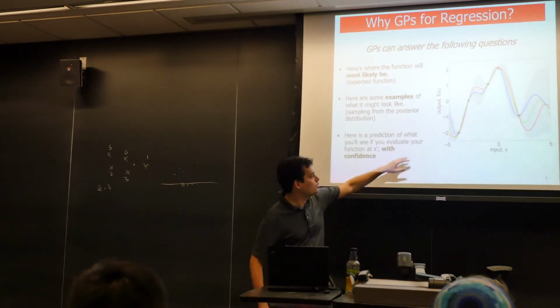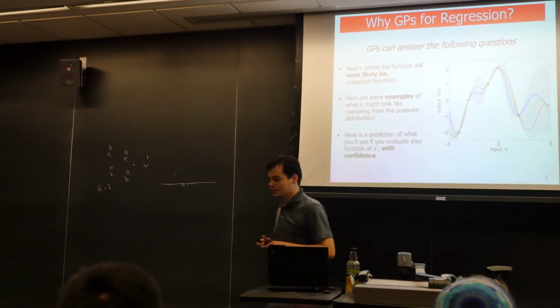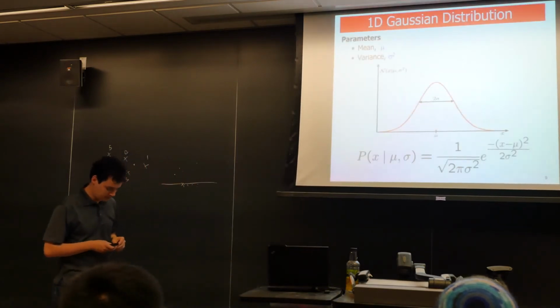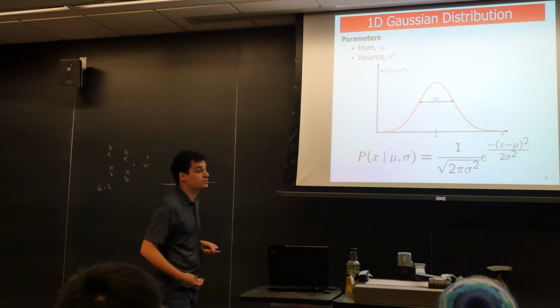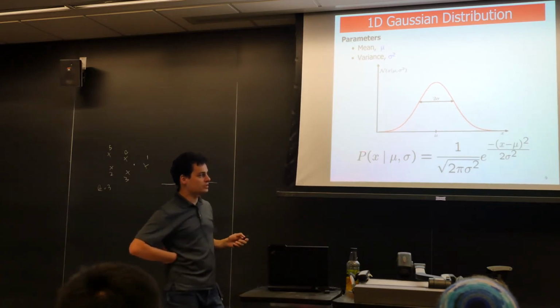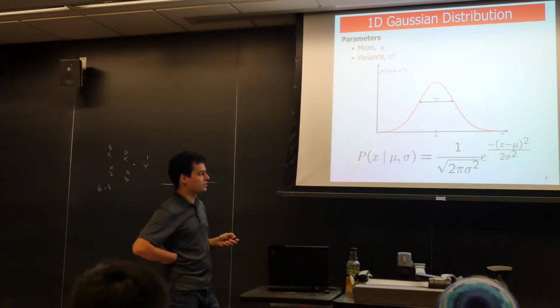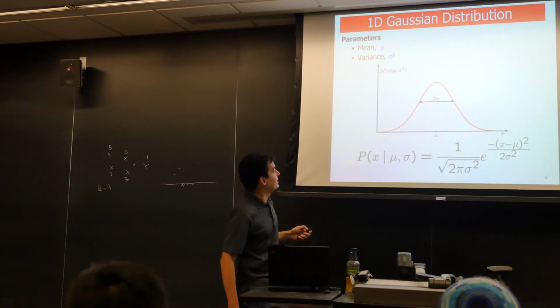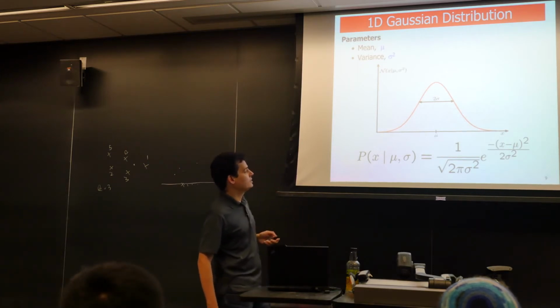To be able to do this regression, we need to know some properties of the multivariate Gaussian distributions. So let's discuss Gaussian distributions for a few minutes. I hope everyone knows this is the density function of the one-dimensional Gaussian distribution. It has 2 parameters, mean and variance.